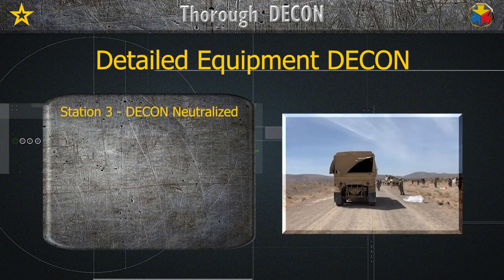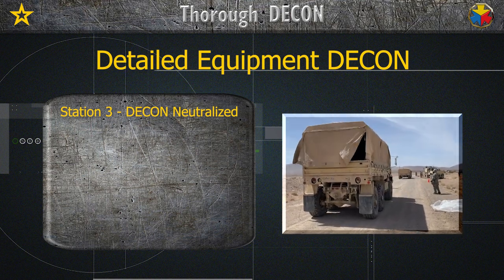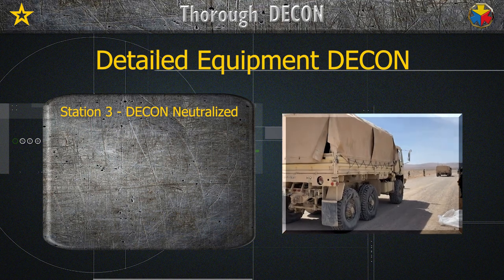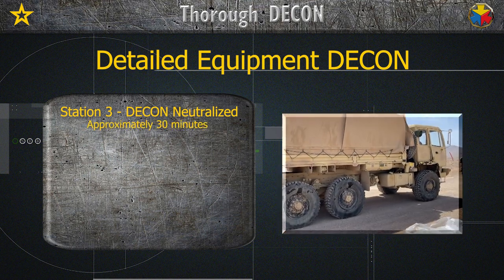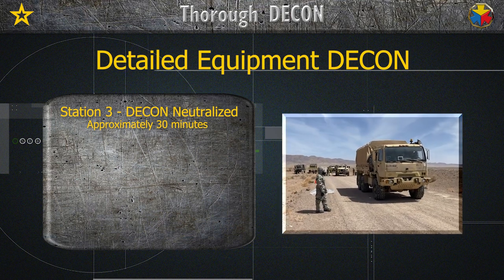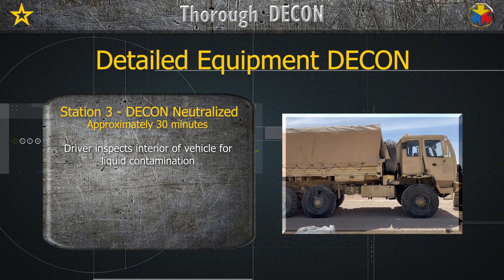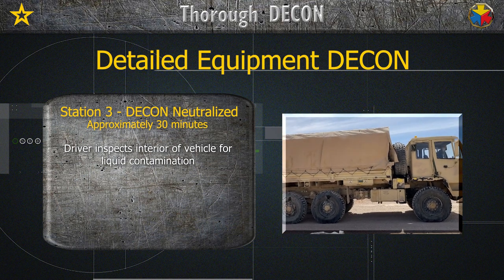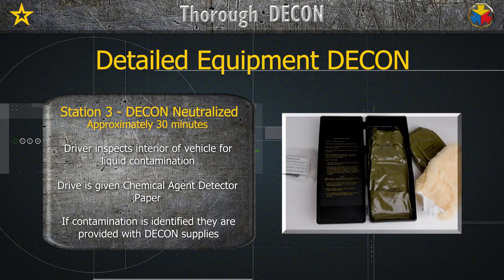At station 3, the decontaminant is allowed to completely neutralize the chemical agent and the interior of the vehicle is decontaminated. Contact time and interior decon takes approximately 30 minutes. While the vehicle is held at the station for the decontaminant to completely react, the driver inspects the interior of the vehicle for liquid contamination. The driver is given chemical agent detector paper to check for chemical contamination. If the service member identifies contamination, they are given decon supplies to decon the interior of the vehicle.